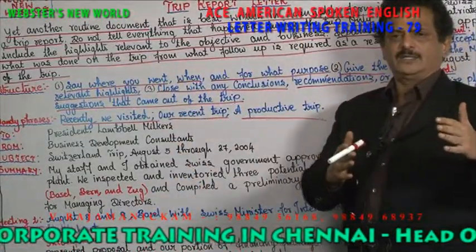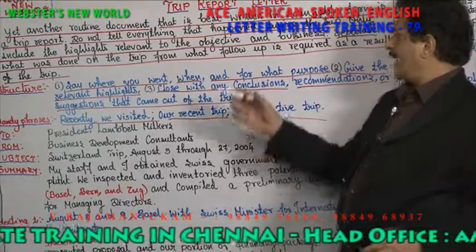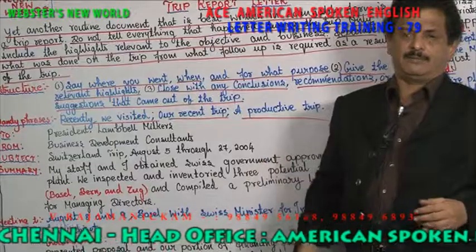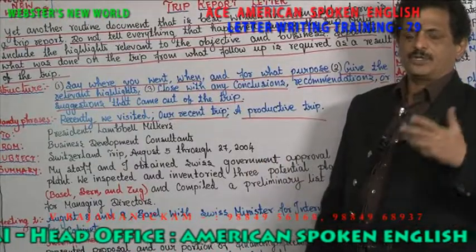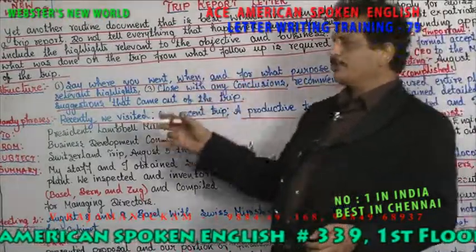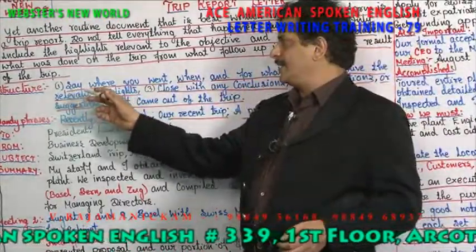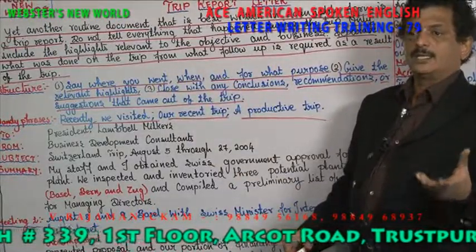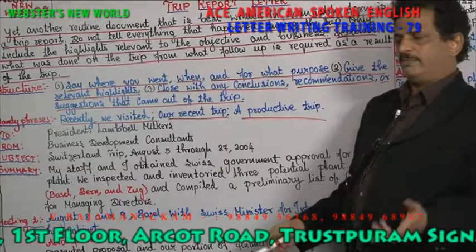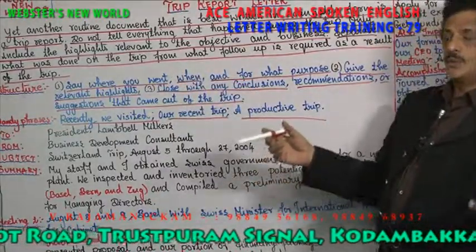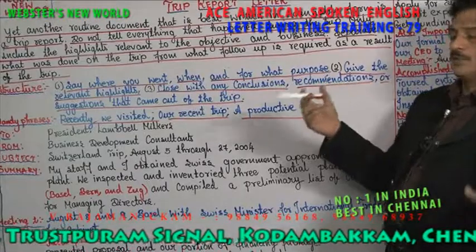Whom did you meet? What did you speak? And what follow-up is required? So what actions are to be taken as a result of your meeting, of what you have done? Now the structure of the letter: say where you went. Is it America, New Jersey, wherever you have gone, you have to write. When did you go and for what purpose have you gone?